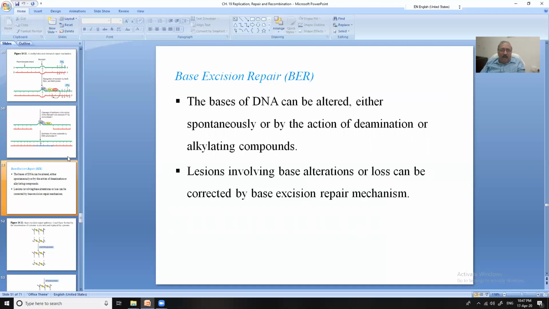Base excision repair. The bases of DNA can be altered either spontaneously or by the action of deamination or alkylating compounds. It is base excision repair. Lesions involving base alterations or loss can be corrected by base excision repair mechanism.